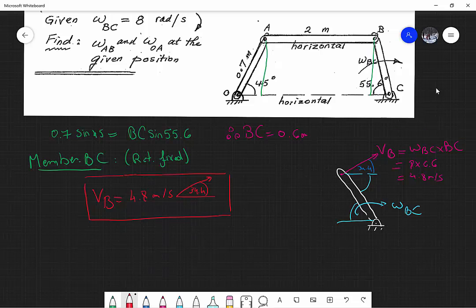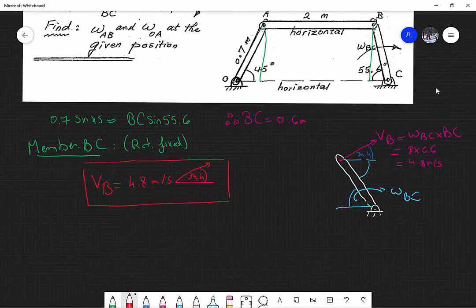Okay, let's go to the next member, AB. Member AB is general motion. To analyze member AB, we need to know the directions of the velocities of the two points A and B to get the instantaneous center. But we know already the velocity and direction of VB, but we don't know the direction, neither the magnitude, of VA. So we should go first to member OA and let's come back at the end to member AB.